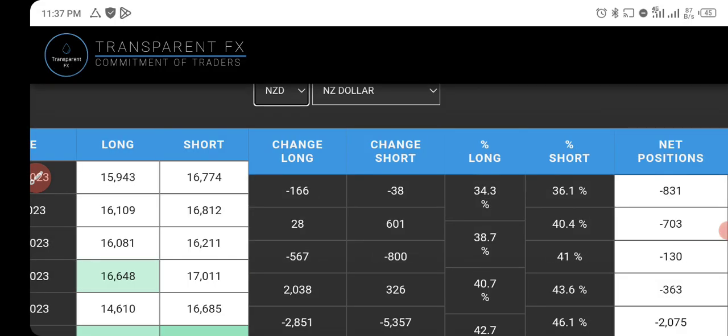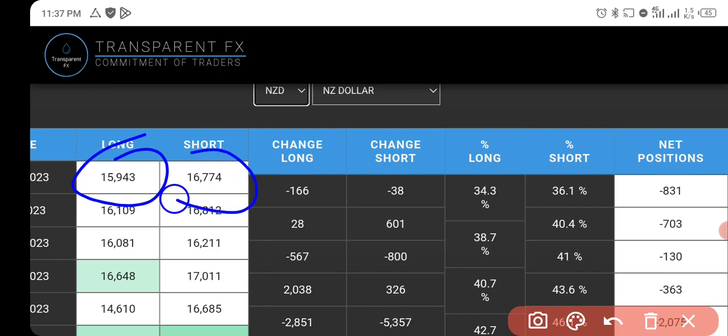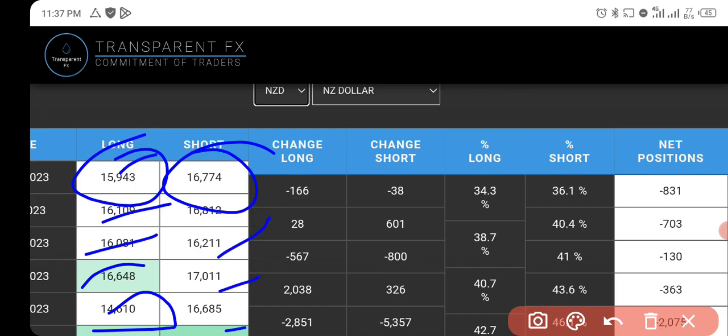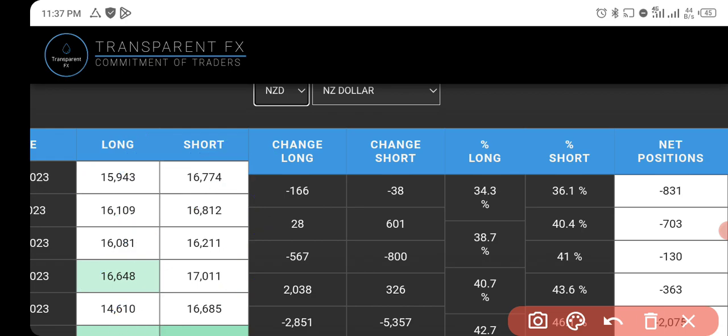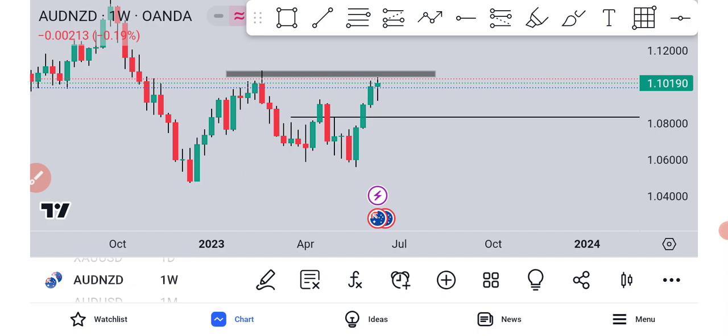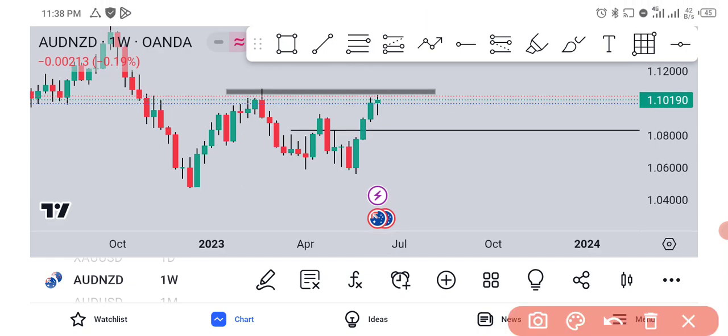NZD, we have 15,000 longs, 16,000 shorts. So we come from 14,000 longs, 16, 16, 16, 15, and we come from 16, 17, 16, 16, 16. So this pair is currently neutral, and the move to the downside is expected. So from the COT perspective, this move to the downside is valid. So I need a move to the downside from this zone to test this area.